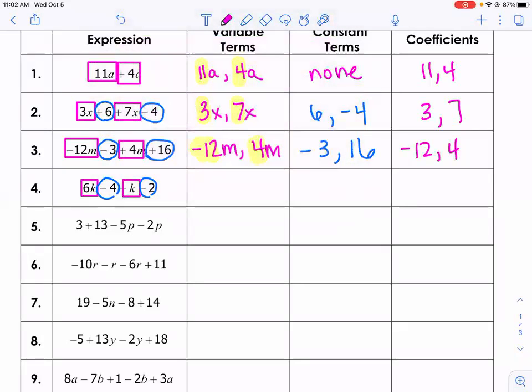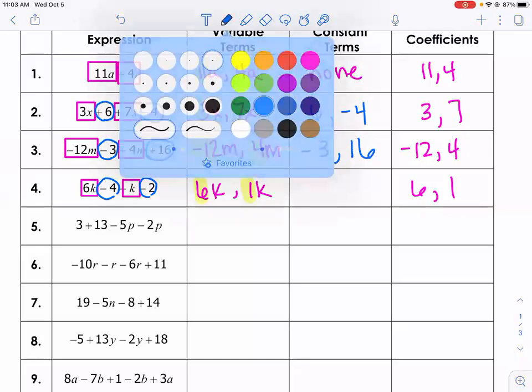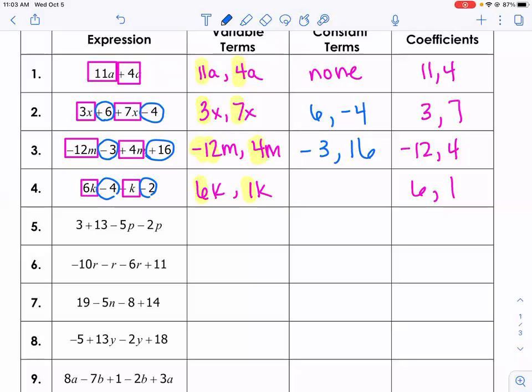How about for number 4, Arisa, what are our variable terms? Do you notice how she did that? Good job, Arisa. It's a 1. Now, is there a 1 written in our example? No, but if there's not a number there, then we assume it's that invisible 1. So our coefficients are 6 and 1. You're a step ahead of me, Arisa. Great. And then Denise, what about our constant terms? Good. Awesome.